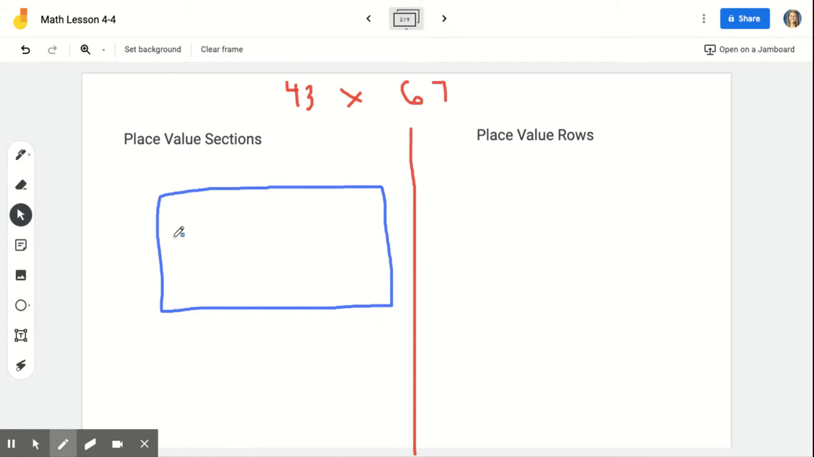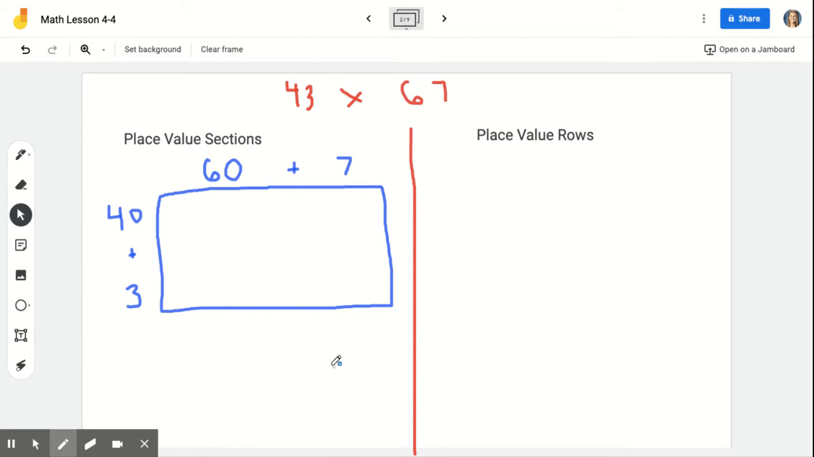So on the side, let's split 43 up into its place values. That 4 represents, well, 4 is in the tens place, so it represents 40. So on the side, please write out 40 plus, and 3 is in the ones spot, that represents just 3 ones. So 40 plus 3 equals 43. And then at the top, let's split 67 into place values. That 6 represents 60 since it's in the tens spot. And then we have 7 ones. So we'll add plus 7. And 60 plus 7, in fact, equals 67.